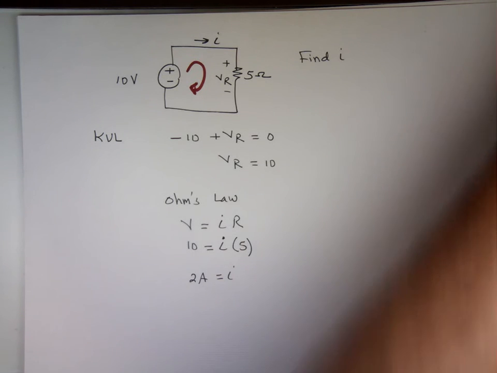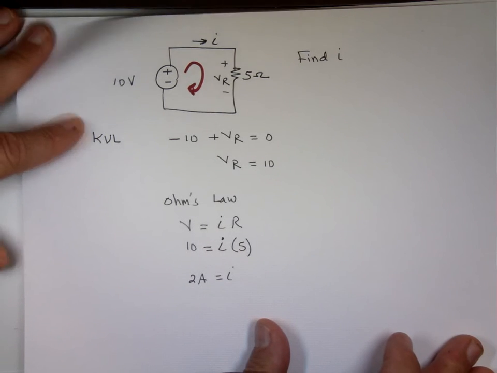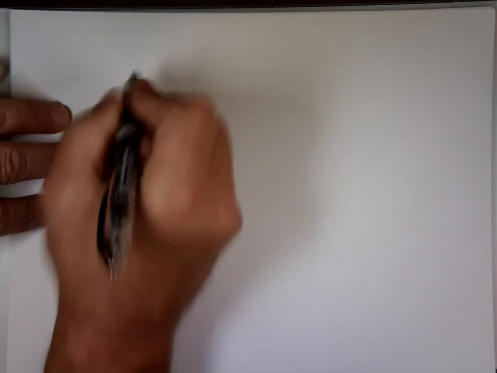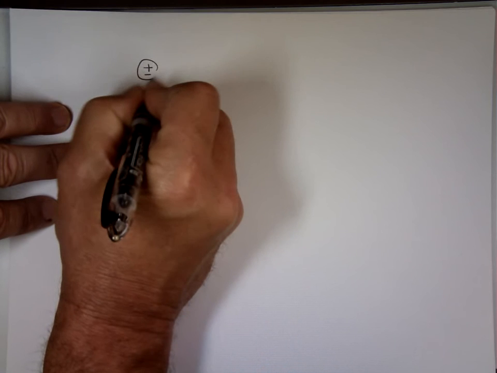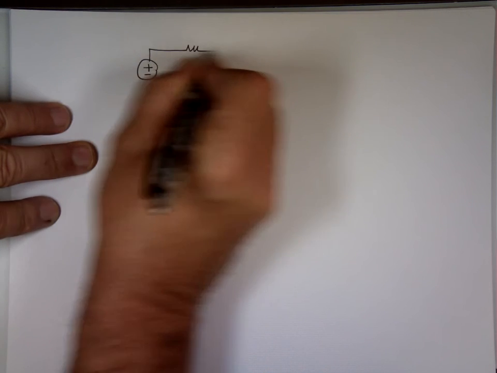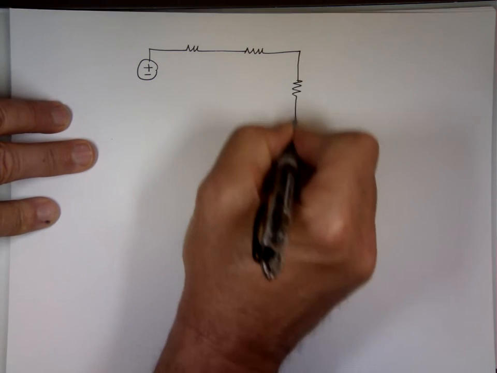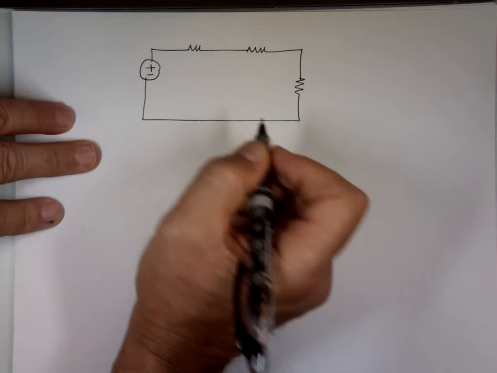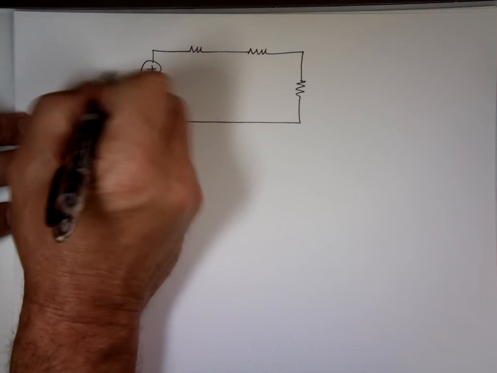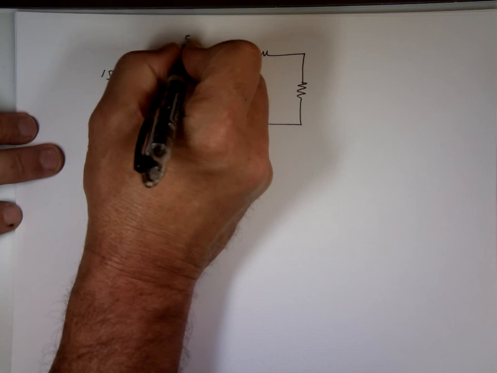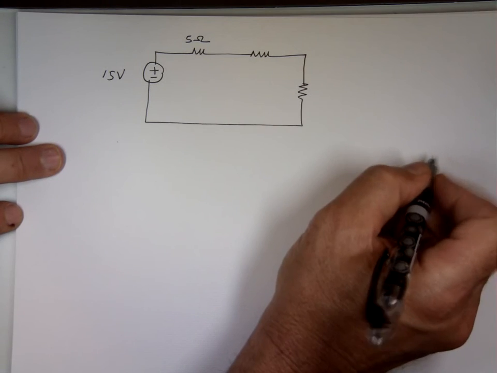Let's try another one. I decided to stick with easier examples instead of tackling an ugly one like earlier today. Let's take that circuit. Again, this is 15 volts. This is 5 ohm. This is 8 ohm. This is 7 ohm.